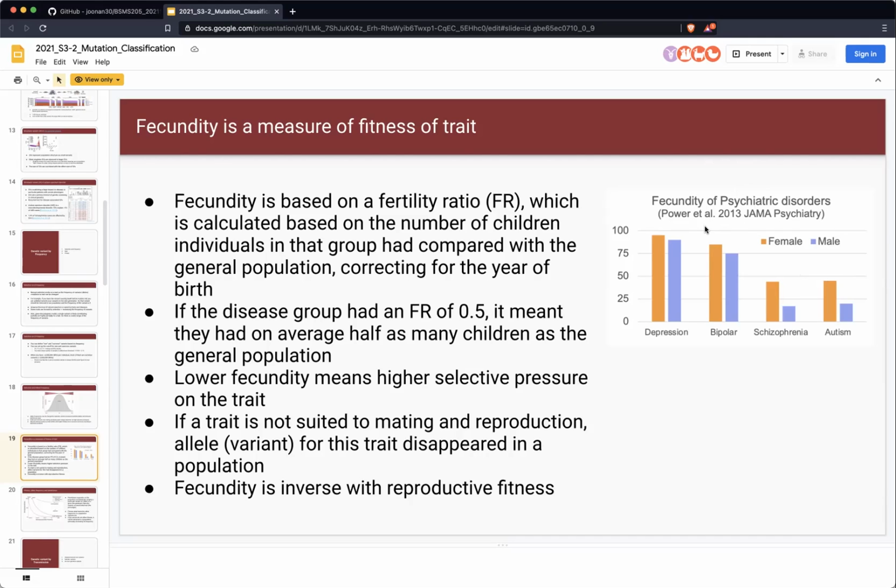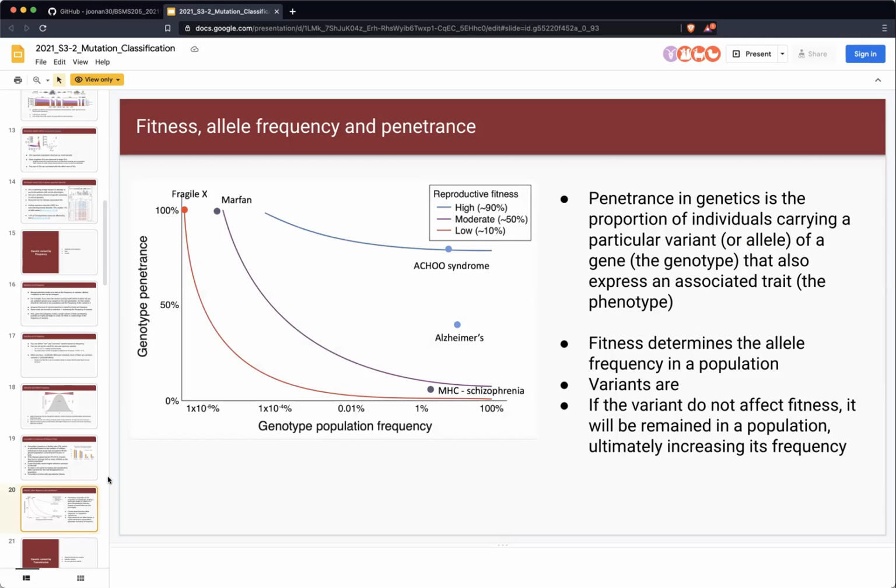And this is a great paper, but also a continuous report about fecundity over the 20 years on this topic, right? So how we think about fecundity and also fitness, basically has a similar meaning in allele frequency and genetic mutation, right? So another key terminology we can use in this situation is penetrance, right? Penetrance in genetics is the proportion of individuals carrying a particular variant of a gene that also express an associated trait. So this is the tricky sentence.